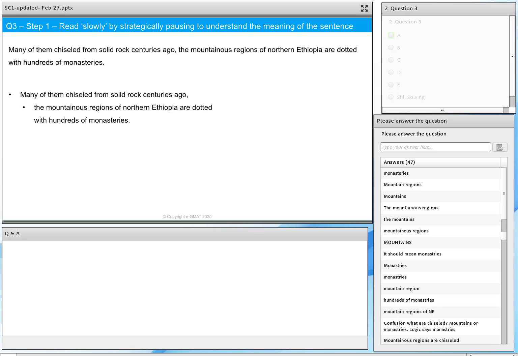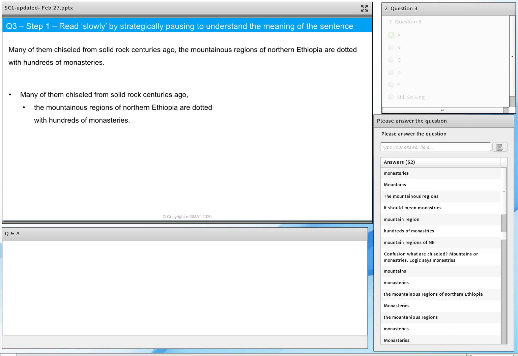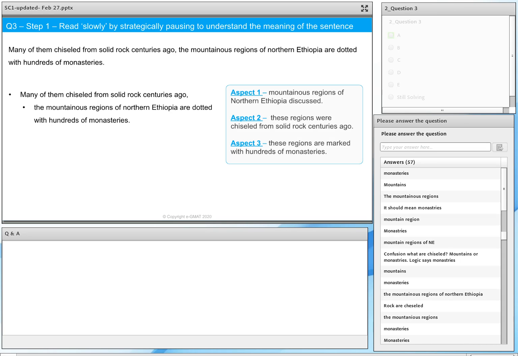Confusion, what are chiseled? Mountains or monasteries? Monasteries. Logic says monasteries. Yes, that's very specific, exactly your thought process, and that is what I want to understand, your thought process here. So basically, the way this sentence is written, it presents a few pieces of information, talks about the mountainous regions of this particular geographical location. Then it says that something is chiseled centuries ago, and then it says these regions are marked with hundreds of monasteries. However, what is the sentence saying?